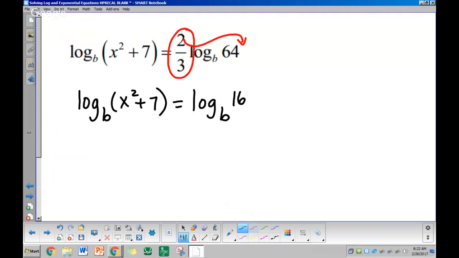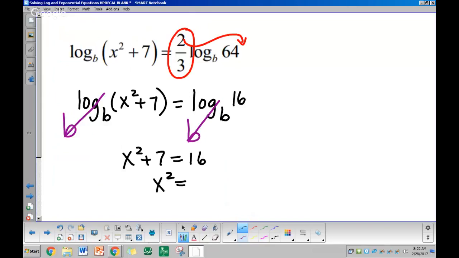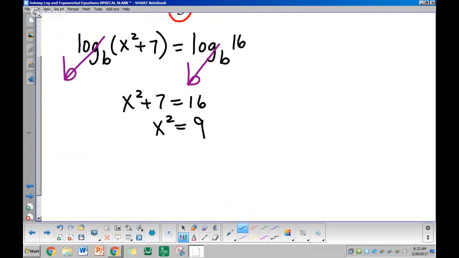And now what's the base here? B. So we can exponentiate both sides. And then we get x squared plus 7 equals 16. x squared equals 9. You guys are quiet. x equals? 3. Well, let's talk about it. Plus or minus 3. We can do plus or minus.